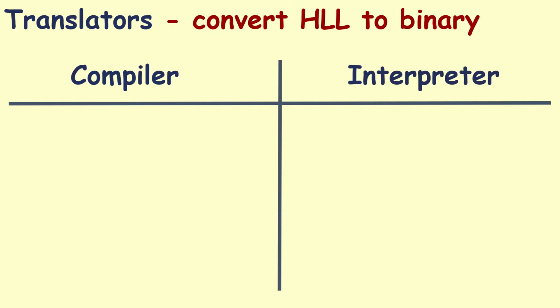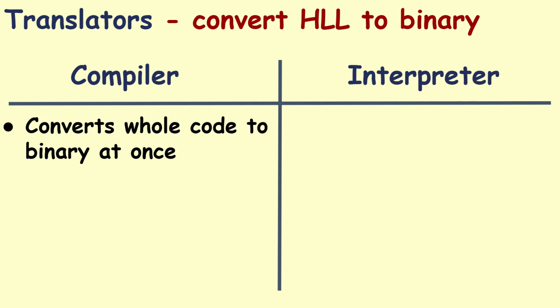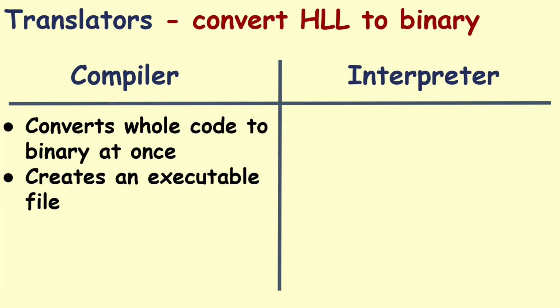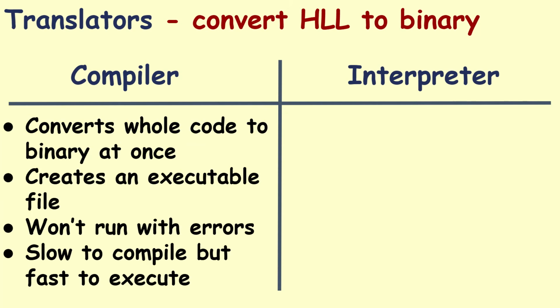That leads us on to translators. They're used to convert high-level language into binary or machine code. And we can have either a compiler or an interpreter. Compilers convert the whole code into binary at once. They create an executable file. They won't run with any errors. And they're slow to compile, but fast to execute.